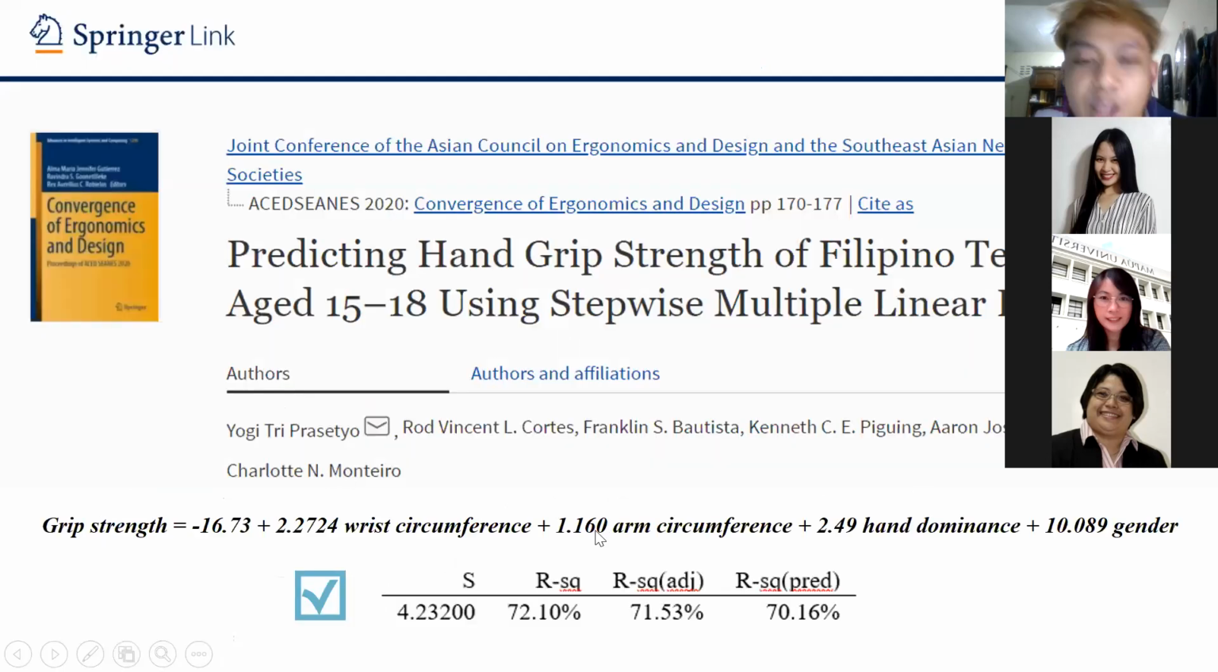Of course, using R square: 70 percent. It's still okay, 70 percent, and so on.